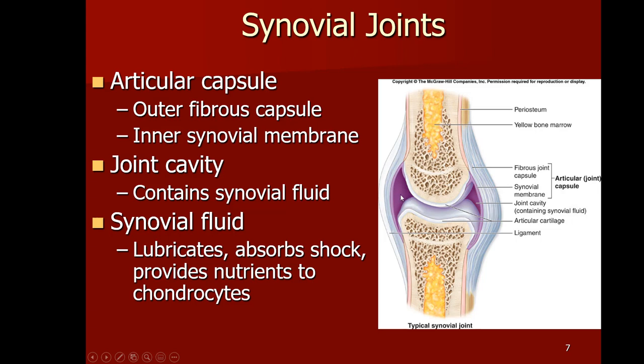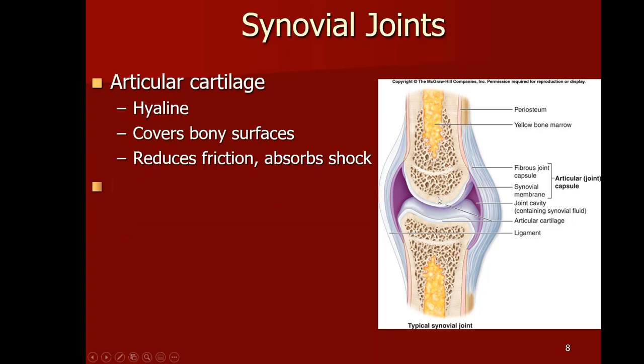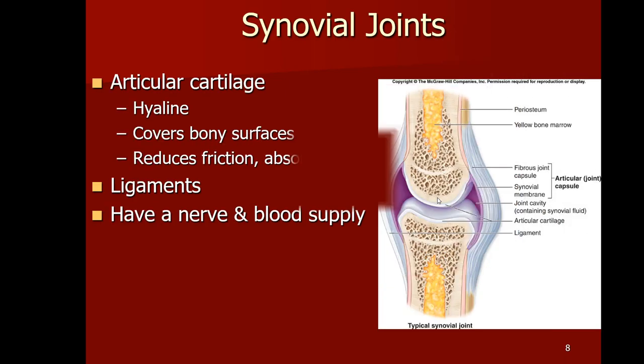The synovial fluid is there because it helps absorb shock and lubricate the joint, and also gets nutrients to this cartilage here. Remember the articular cartilage that we have at the ends of bones, and chondrocytes need a way to get those nutrients. So the synovial fluid allows nutrients to get in there. Other things associated with synovial joints, we have articular cartilage that we were just talking about. That's this hyaline cartilage at the ends of the bones to kind of cushion them.